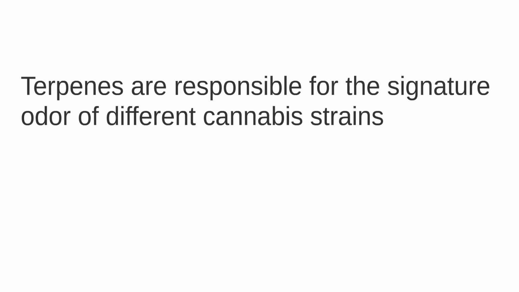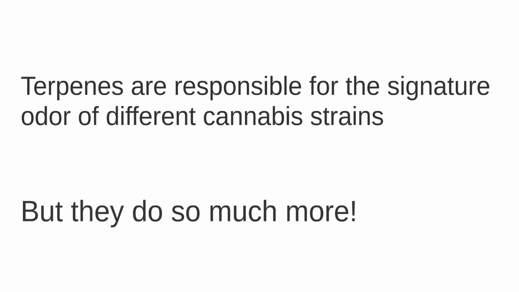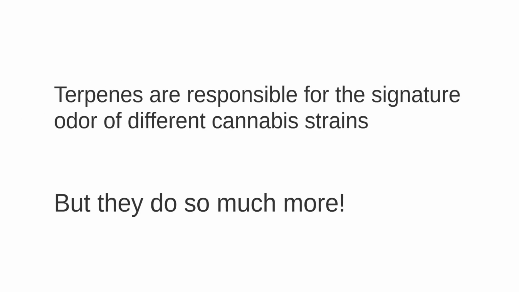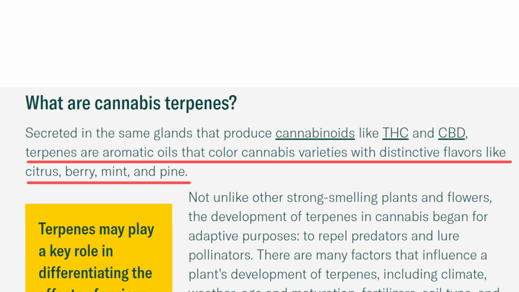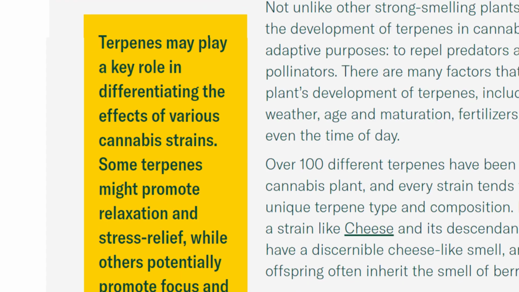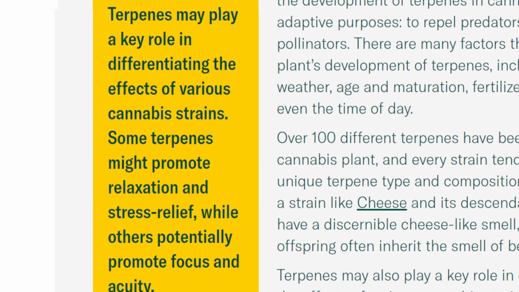So terpenes are responsible for the signature odor of different cannabis strains. But they really do so much more. If we take a look at Leafly and look at a definition of terpenes, what we find is that these are the aromatic oils that color the different cannabis varieties' distinctive flavors, like citrus, mint, or pine. Terpenes play a key role in differentiating the effects of various cannabis strains. Some terpenes may promote relaxation and stress relief, while others potentially promote focus and acuity.